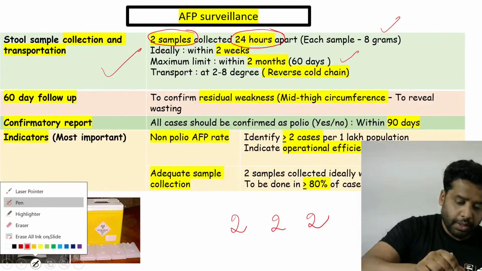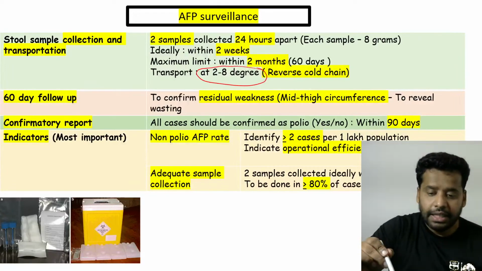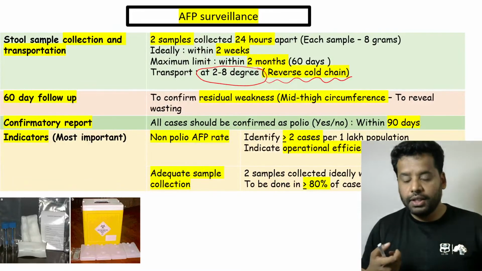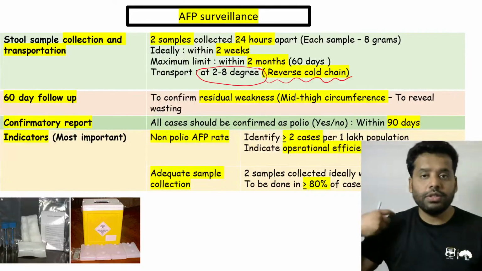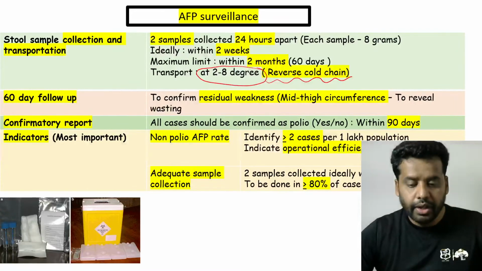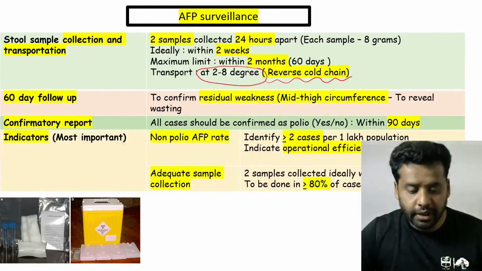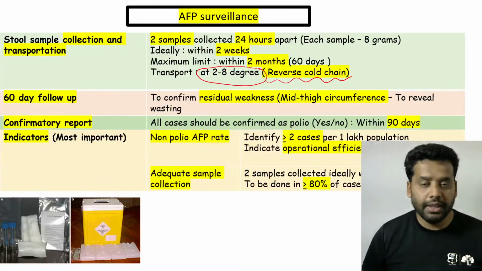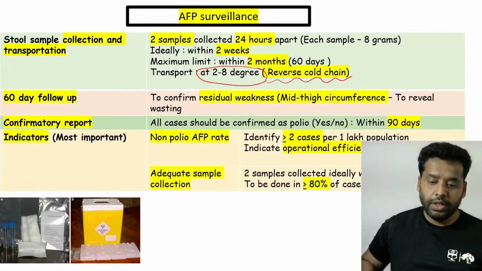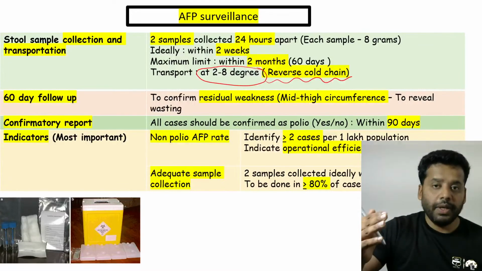And the transport temperature is also very easy to remember. 2 to 8 degrees. That is why we call it reverse cold chain. Cold chain vaccines come from higher to lower levels, but this is reverse cold chain, going from the lower levels to higher levels. On the 60th day, we have to go and check for wasting. That is called residual paralysis, residual weakness in the muscle. Usually in the thigh, mid-thigh circumference we take. After collection and transportation, it will reach the lab within 72 hours. That is a guideline. They will be giving the report for you.